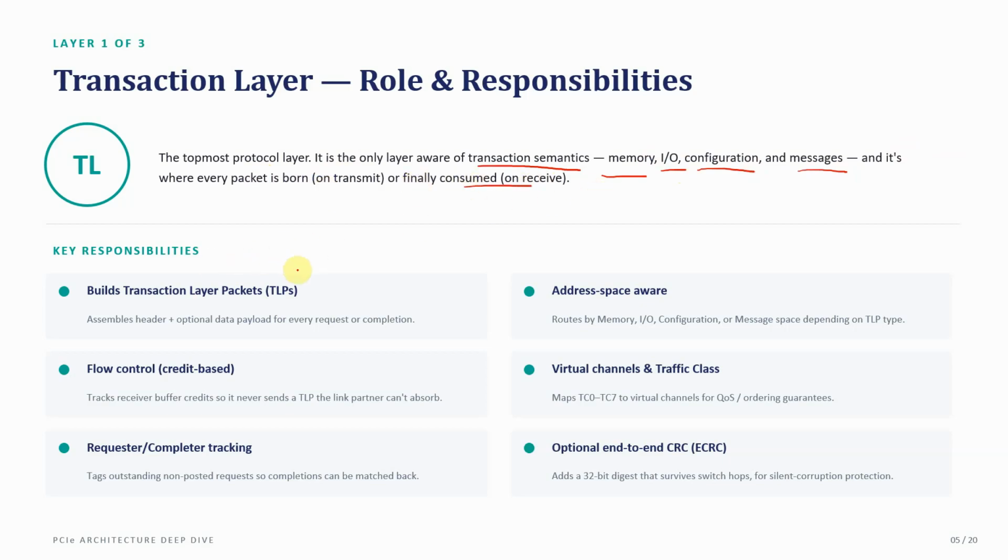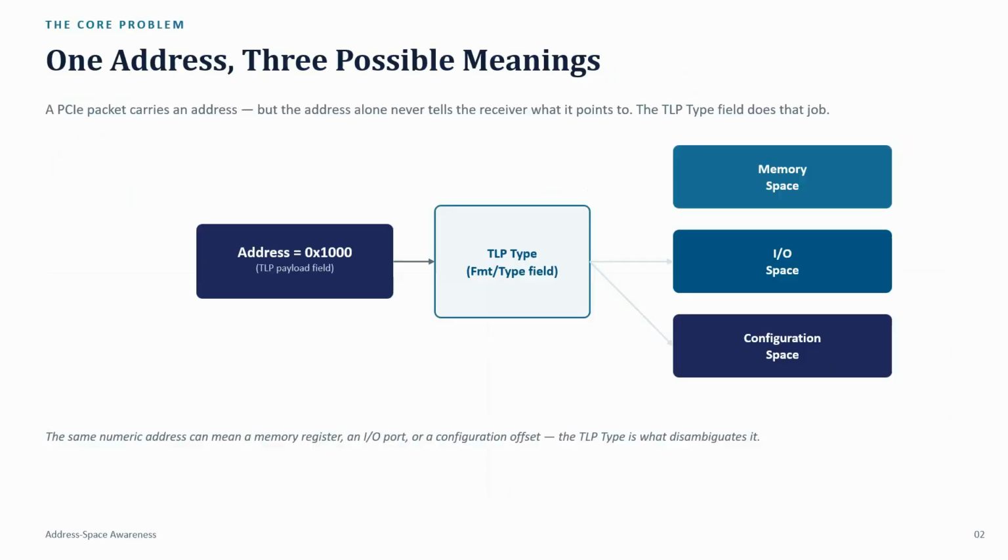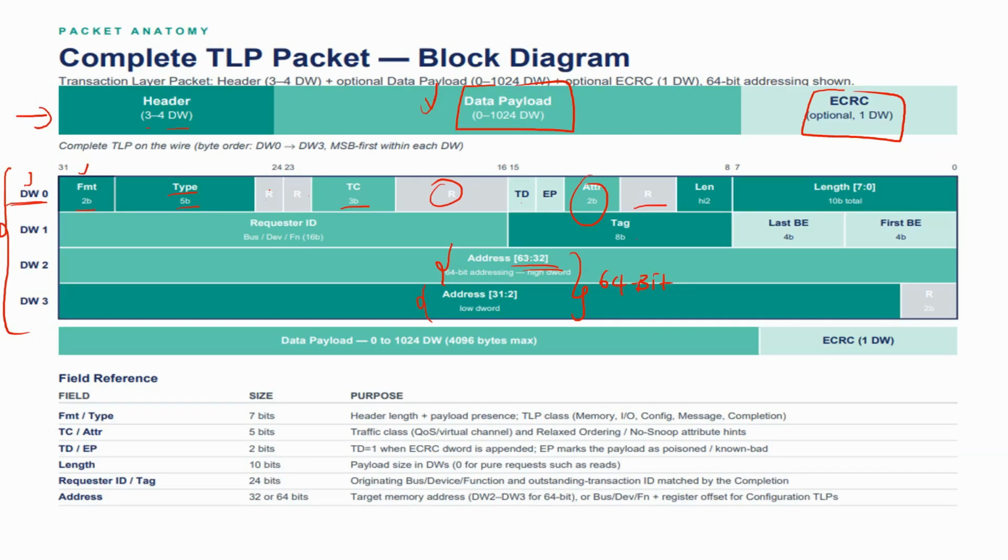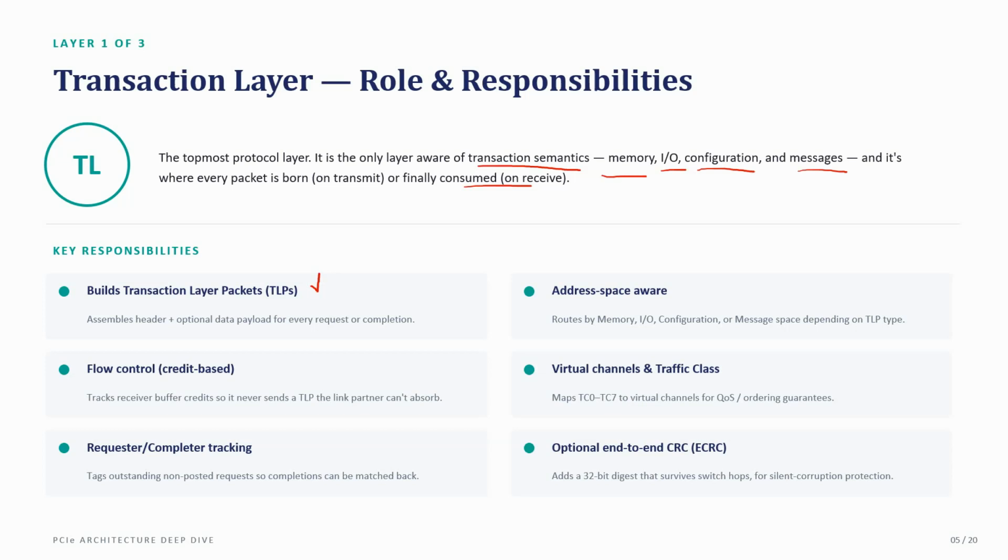Now, what are the key responsibilities? It is going to build the transaction layer packets. Whatever the actual data packet we are going to have, it is going to create its own frame, like the header and ECRC and all. It is basically address space aware. So what do I mean by address space aware? This is what we are going to discuss in this particular session.